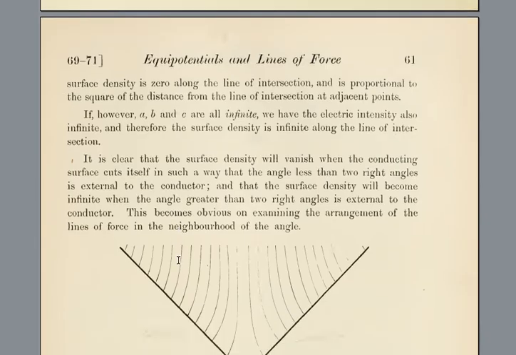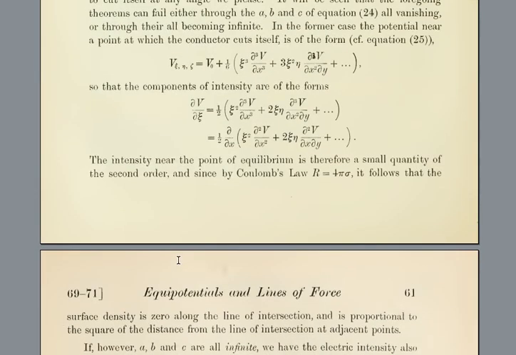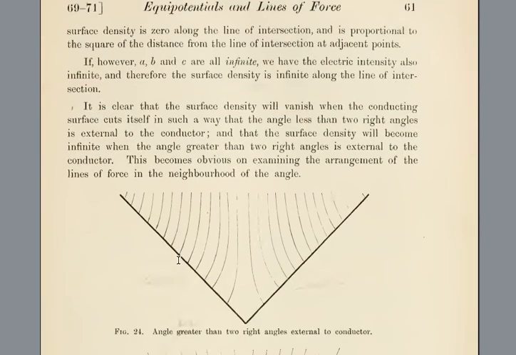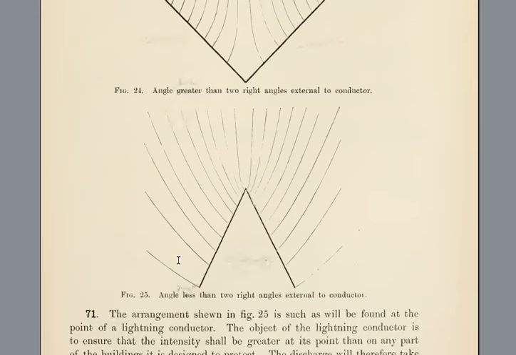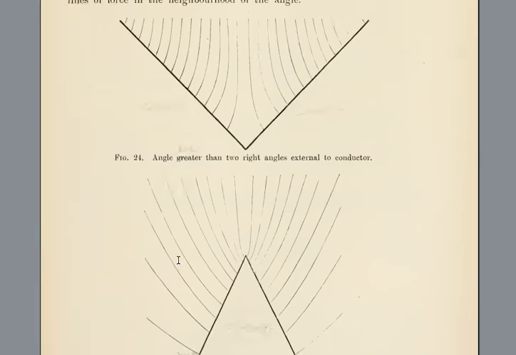If, however, the coefficients a, b, and c are all infinite, we have the electric intensity also infinite, and therefore the surface charge density is infinite along the line of intersection. It is clear that the surface charge density will vanish when the conducting surface cuts itself in such a way that the angle less than 2 right angles is external to the conductor, and that the surface charge density will become infinite when the angle greater than 2 right angles is external to the conductor. This becomes obvious on examining the arrangement of the lines of force in the neighborhood of the angle.